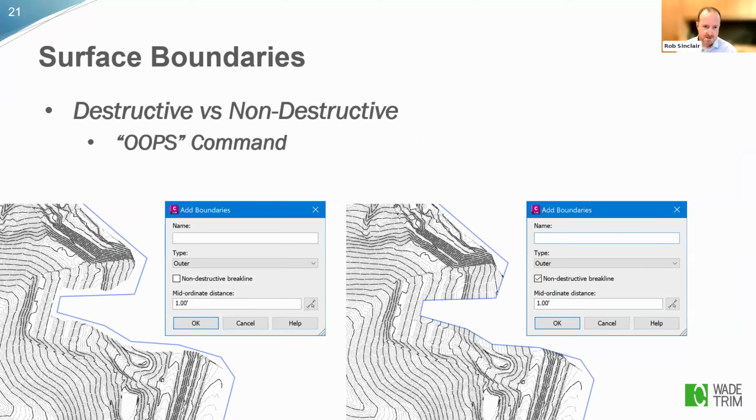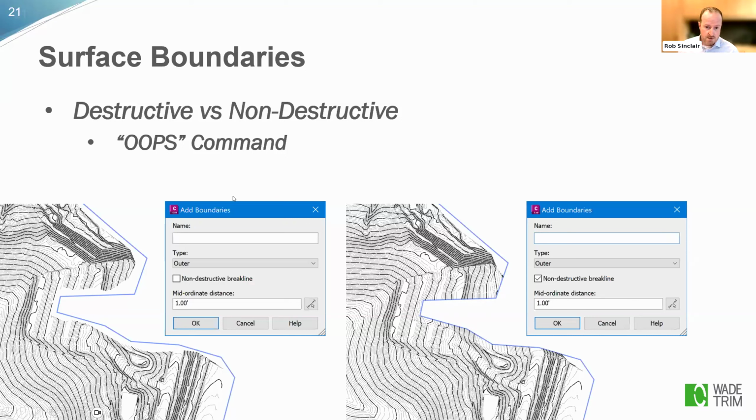Surface boundaries. This is another one that a lot of people kind of struggle with, the difference between destructive and non-destructive. So you can see when you add a surface boundary and outer boundary, you have this non-destructive break line unchecked, and you can see the blue boundary here. The data stops where the data stops. Really, it does not extend out to that boundary. So if you have that turned on, it will actually extend out and interpolate that data all the way out to that boundary line. So to me, I'd rather have this unchecked and run it that way versus having interpolated data that is inaccurate.